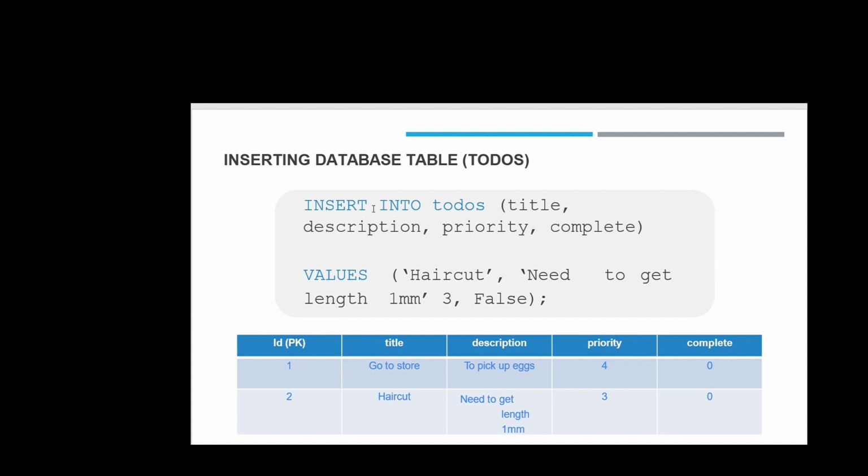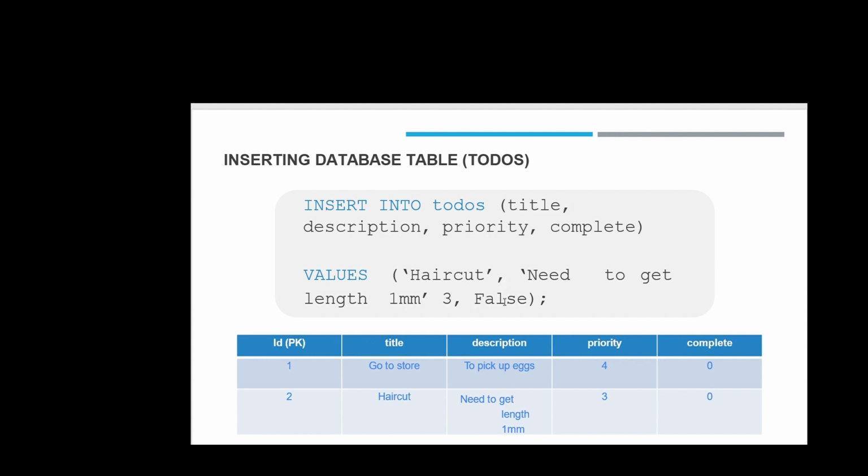So we are going to insert into to-dos. In the brackets we specify the column names: the title, description, priority, complete. And in the values, in the brackets, respectively we write what is going to be the title, the description, the priority, which is an integer in this case, and the complete, which is true or false in this case.